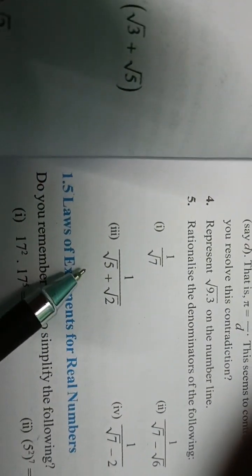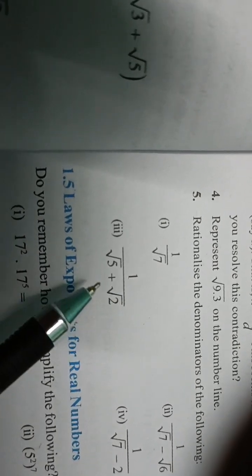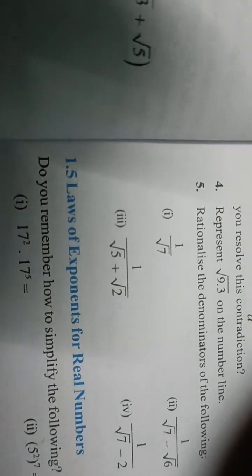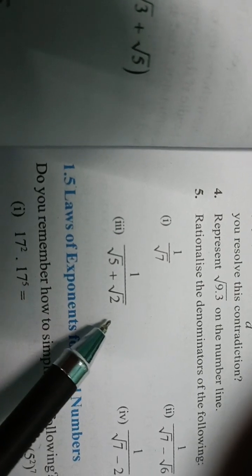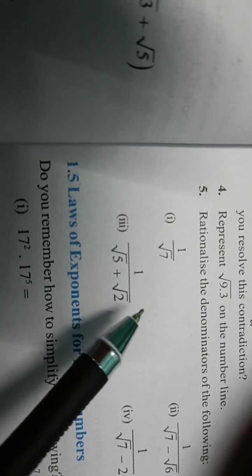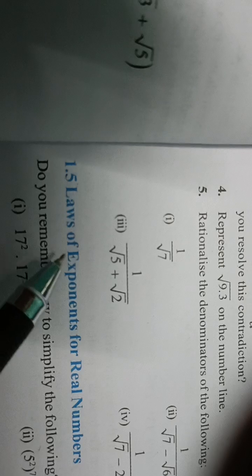The same way you'll try this one as homework, question number 5 sub-number 3, 1 by root 5 plus root 2. You just have to multiply by its conjugate, root 5 minus root 2. Root 5 square is 5 and root 2 square is 2, so 5 minus 2 is 3, and in the numerator you get root 5 minus root 2. So root 5 minus root 2 by 3 would be your answer. But you do that one at home the way I have explained.